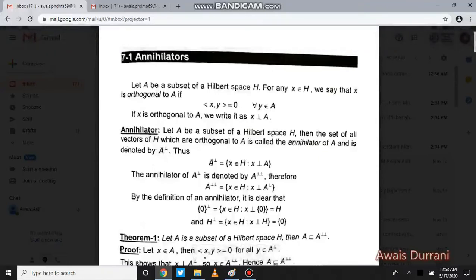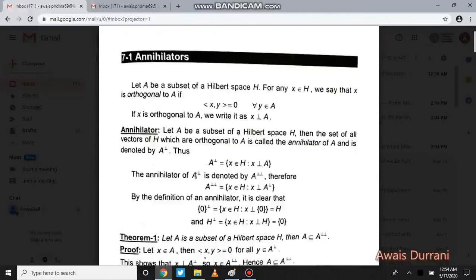Or we can say that the annihilator of A consists of all those elements x inside H which are orthogonal to A. For example, x is an element which is orthogonal to A. Similarly, another element y which is orthogonal to the whole set A, and similarly many more elements. So the set of all such elements which are orthogonal to A is called the annihilator of A. Therefore, the annihilator of A is denoted by A orthogonal.